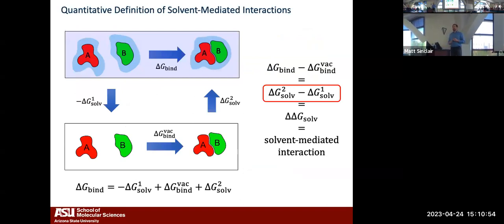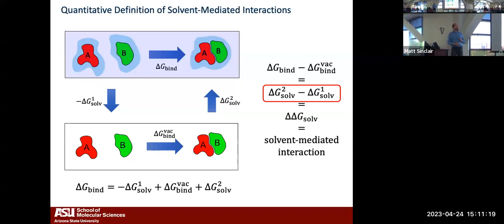And where we use that in particular is in the context of solvent-mediated or water-mediated interactions. So all of you know what the hydrophobic effect is, obviously. And this is a water-mediated interaction. There are two molecules in solution. They form a complex with each other, they bind, and partially because of the interactions between A and B themselves, okay? But they also form a complex in part because of how they interact with water around them.